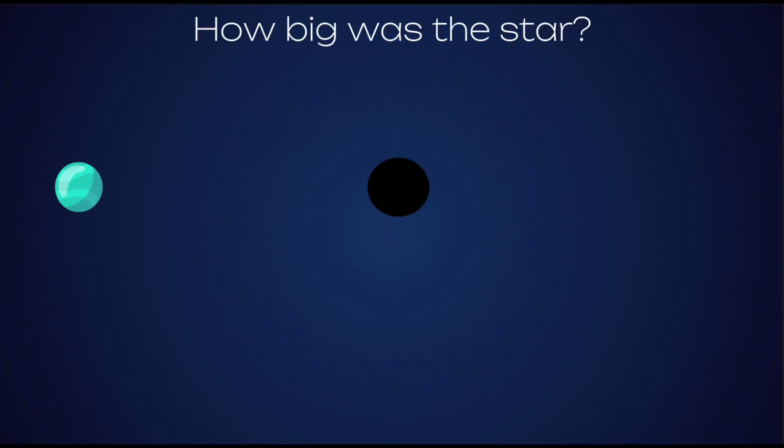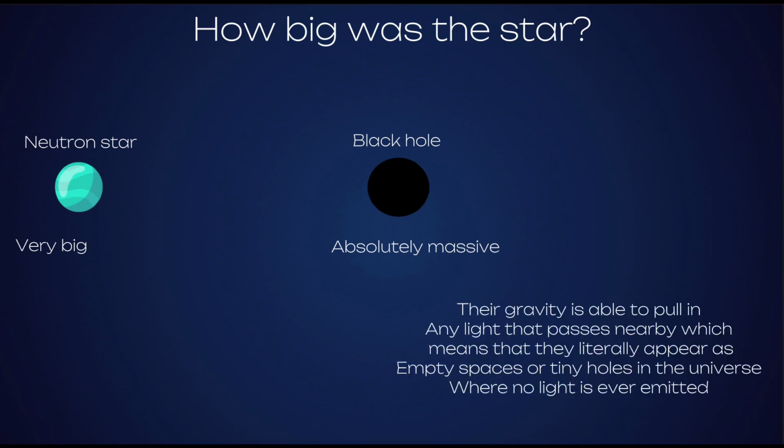What happens next again depends on how big the star was. If it was just a very big star, then it would condense into a very dense core called a neutron star. However, if the star was absolutely massive, then it might collapse in on itself and become a black hole. The reason why we call them black holes is because they are so dense that their gravity is able to pull in any light that passes nearby, which means that they literally appear as empty spaces or tiny holes in the universe where no light is ever emitted.